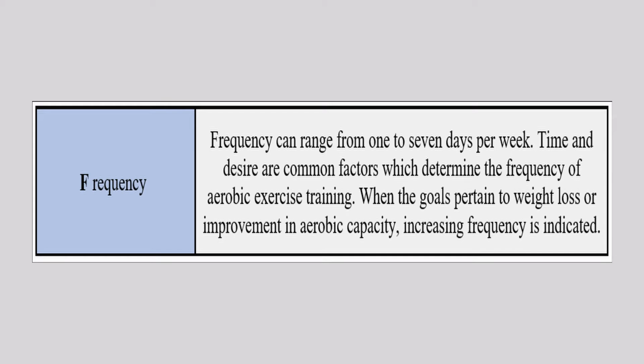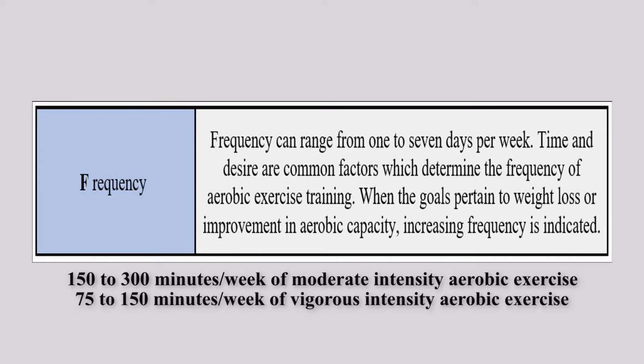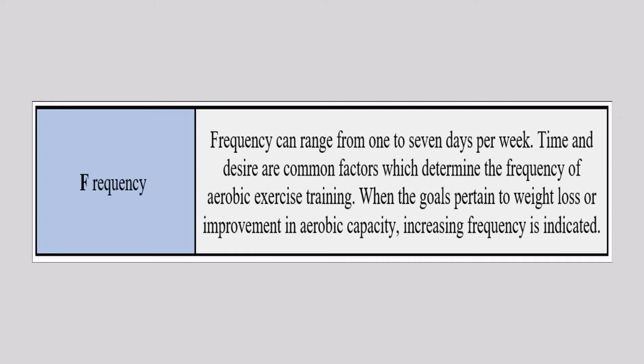The governing body guidelines from the American College of Sports Medicine, American Heart Association recommend 150 to 300 minutes per week of aerobic exercise of moderate intensity, or 75 to 150 minutes of vigorous intensity, or some sort of combination of each. But the truth is, for general and special populations, what typically determines frequency is the time they have in the course of their week and their schedule and the desire that they have.